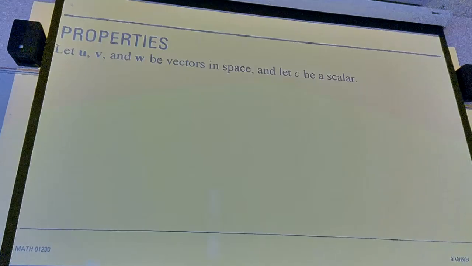Properties of the cross product. U, V, and W are vectors in space. C is a scalar. Anyone familiar with properties of determinants? Please let me answer this first question. Is the cross product commutative? We have now lost commutativity.